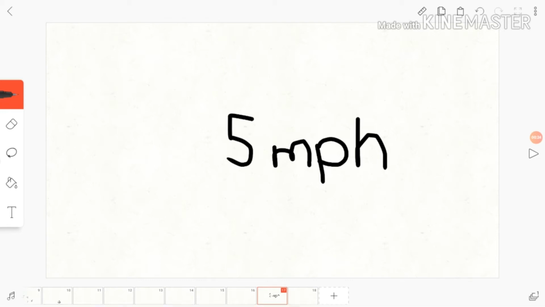But if I say something else, for example, if I say I am moving in a car that's going 10 miles per hour north, then we know it's a vector quantity, because we have the direction, which is north, and we have the magnitude, which is 10 miles per hour.